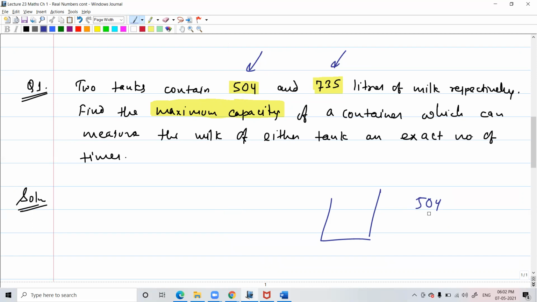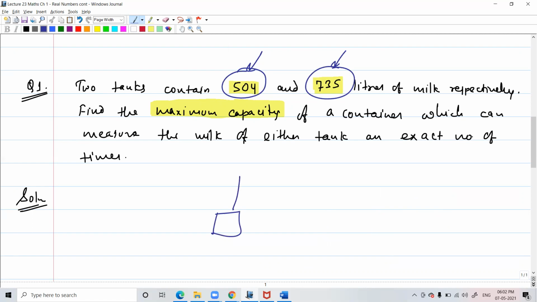HCF. Yes, sir, that is HCF. So when you have this kind of scenario where something bigger is given, 504 and 735, and you are trying to find something smaller, which will multiply to equal these numbers a certain number of times. The maximum capacity of the container which will measure these things will not be more than this. It will be a smaller number. So you are looking for a smaller number. That is a hint that you have to find HCF. So find it quickly. What is the HCF? Tell me.